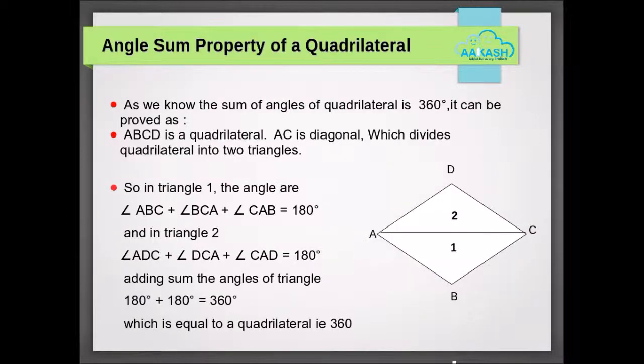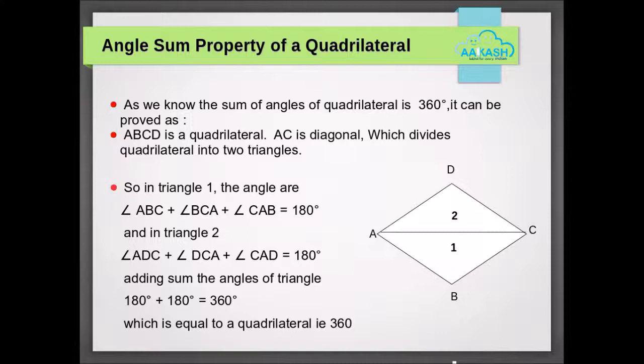Angle sum property of a quadrilateral. As we know, the sum of angles of a quadrilateral is 360 degrees. It can be proved as follows. In quadrilateral ABCD, AB, BC, CD and DA are the 4 sides. A, B, C and D are the 4 vertices and angle A, angle B, angle C and angle D are the 4 angles formed at the vertices. Here AC is a diagonal which divides the quadrilateral into 2 triangles.